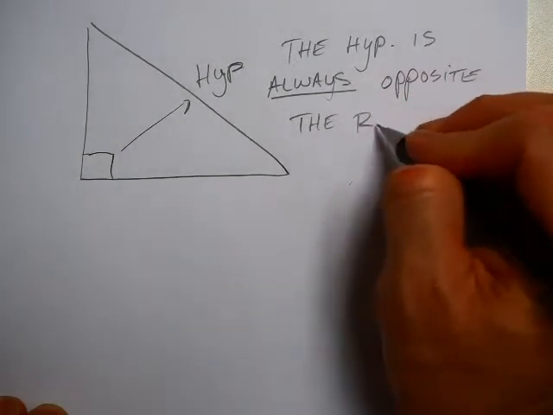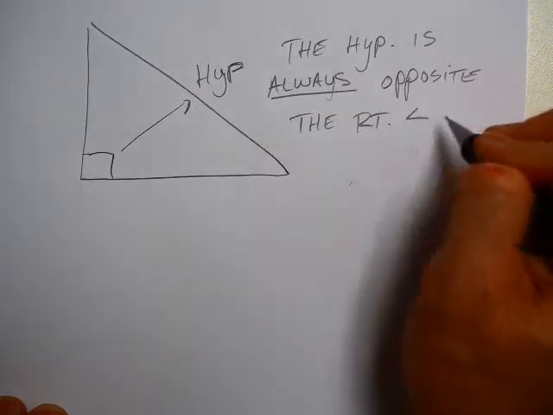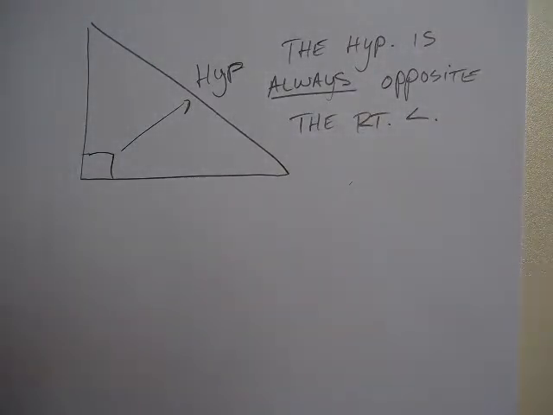The right angle. It is always opposite the right angle. And you cannot have more than one right angle in a triangle. It doesn't work to have more than one. The hypotenuse, it turns out, is always across from the largest angle, but not all triangles have a hypotenuse.